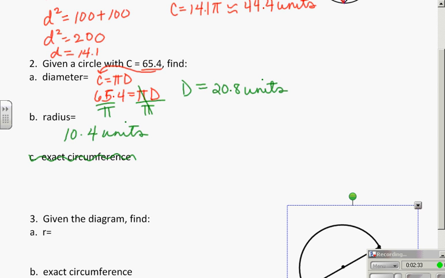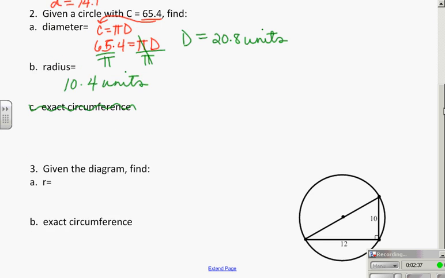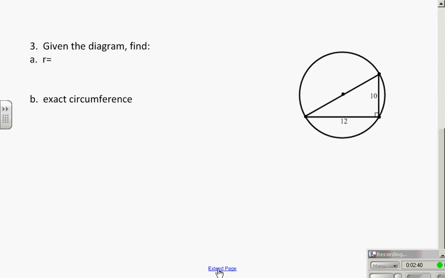And we're not going to worry about exact circumference today. Now this next one also is going to be dealing with properties of triangles, of inscribed figures inside of our circles. Given this diagram, find the radius. Well, this line right here is the diameter. It also happens to be the hypotenuse of that inscribed right triangle.